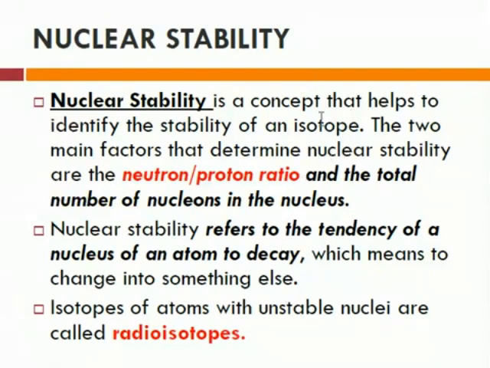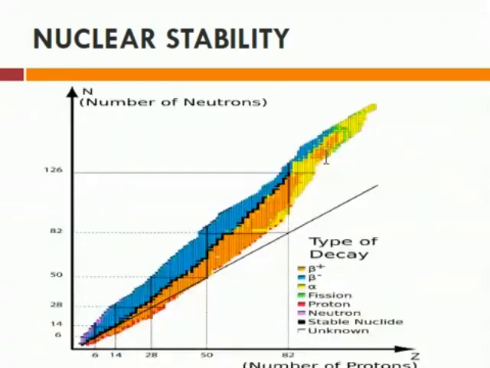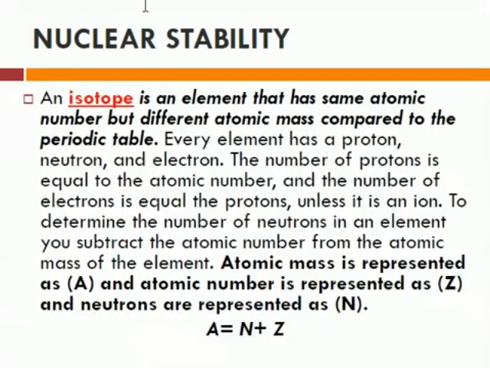So what do we mean by isotope? An isotope is an element that has the same atomic number but different atomic mass or mass number compared to the periodic table. What are examples of isotopes? For example, for carbon, we have three isotopes: carbon 12, carbon 13, and carbon 14.